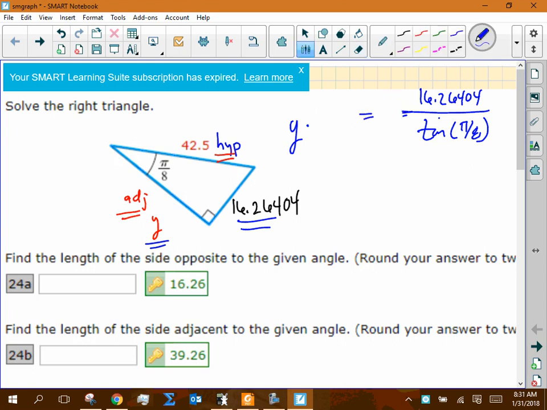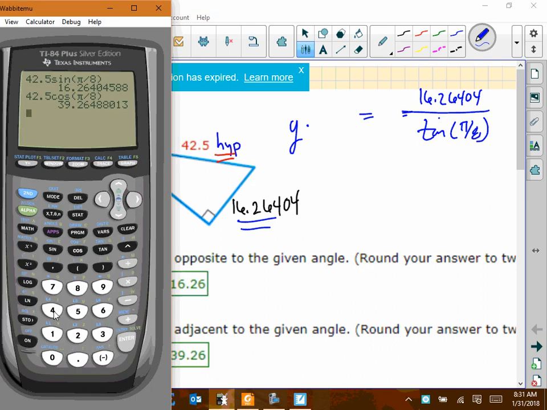Now, understand it's not going to give me the exact value because there was rounding error here, and that rounding error is then compounded when I divide by tangent of pi over 8. So I'm going to take the 16.26404 number and divide it by tangent of pi over 8, and it gives you the same 39.26. But if you look at this, out to the fourth decimal they're the same, but at the fifth decimal they're different. That fifth decimal is where the rounding error took place. Does that kind of make sense?